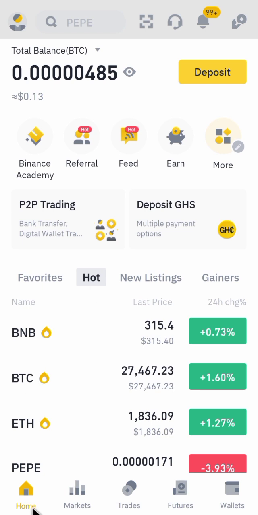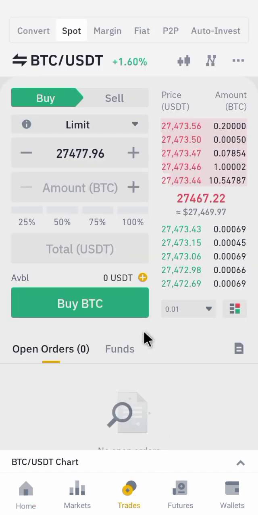So you can see we have the trade icon here. You click on the trade icon. When you click on the trade icon, you see we have convert and spot. Automatically it will be on the spot. When we say spot trading, it means exchanging one crypto for another. So this is how it goes.